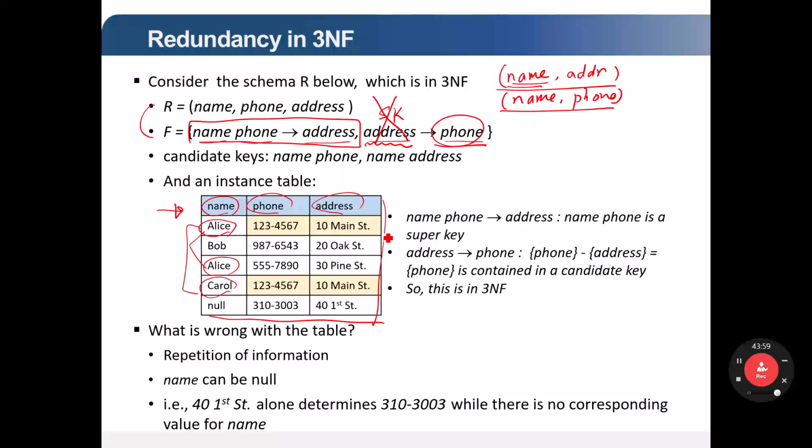Although we have these two yellow colored records, actually they are needed. If we eliminate that redundancy, then we will lose information. Alice and Carol are living in the same apartment. They are roommates. That information will be gone if we decompose it. Okay?